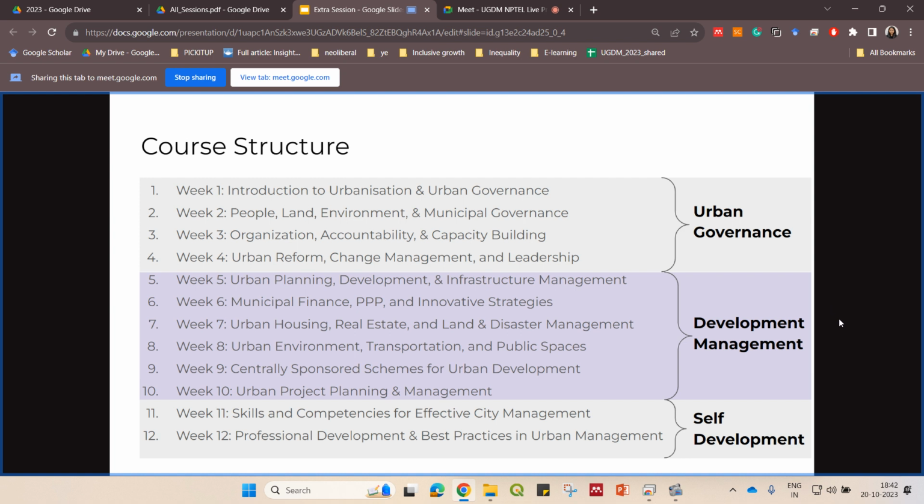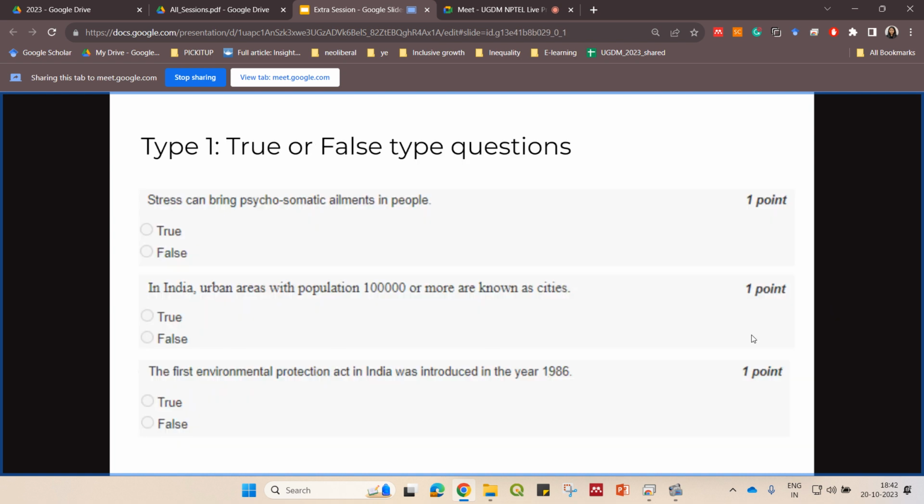Next, I would tell you a little bit about the different types of questions that have been covered in this course. I'll just give an overview of the different types of questions that have been given in the assignments, and which reflect both the questions in the assignment and probably the questions that might come up in the examinations.